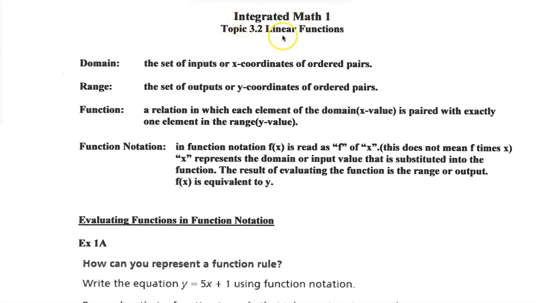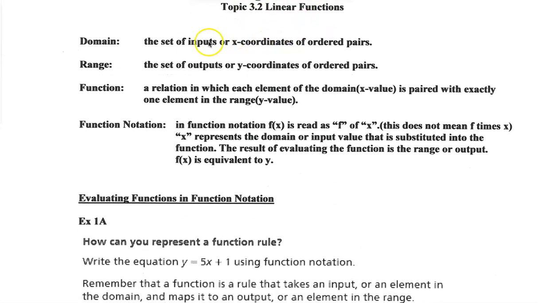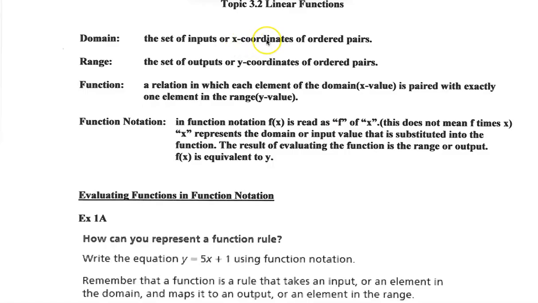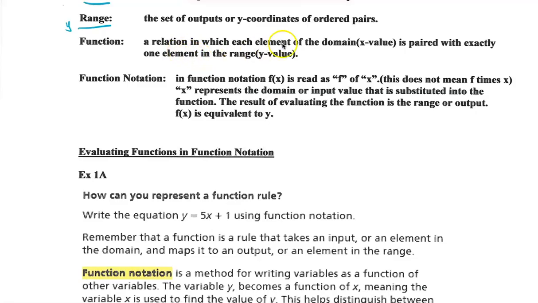In this lesson, we're talking about linear functions. So let's first talk about domain, right? This set of inputs or x coordinates, that's our domain. The range is a set of y values, also known as outputs or y coordinates of an ordered pair. A function is a relation in which each element of the domain is paired with exactly one element of the range, right? A function is when all the x values are unique.